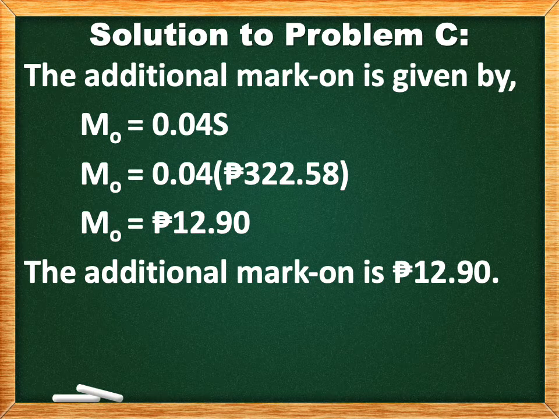Solution to problem letter C, the additional mark-on is given by 4% of the selling price. Therefore, 4% times 322.58 pesos equals 12 pesos and 90 centavos. This is the additional mark-on.